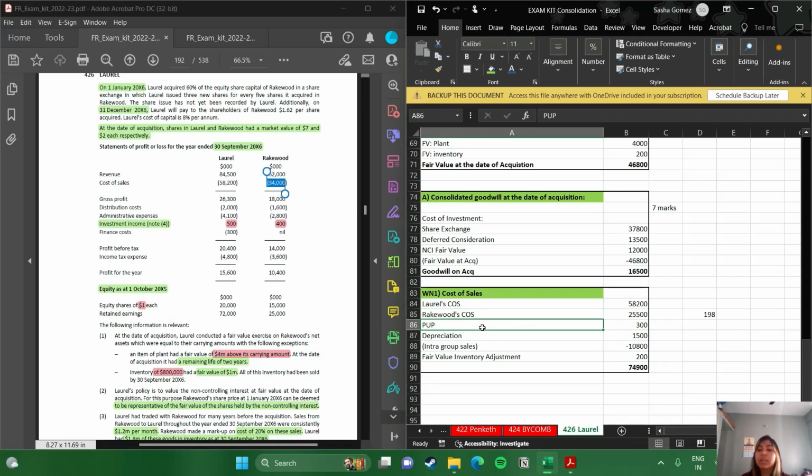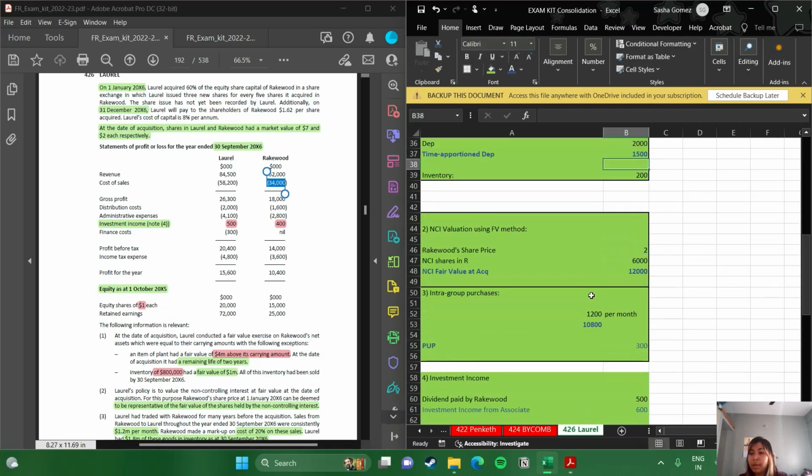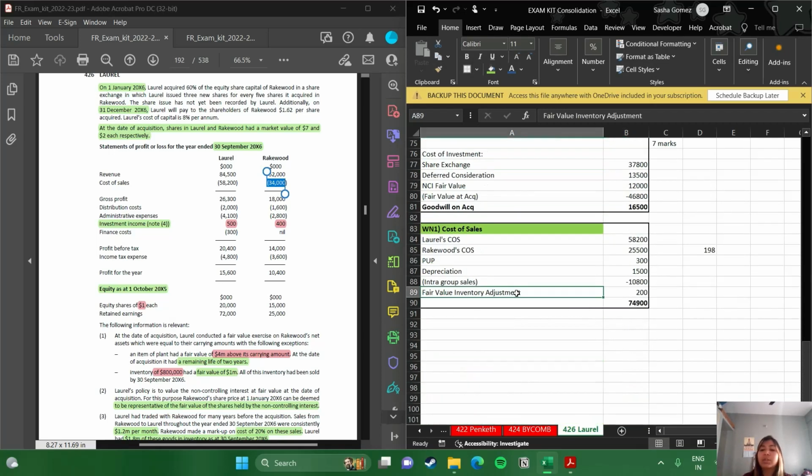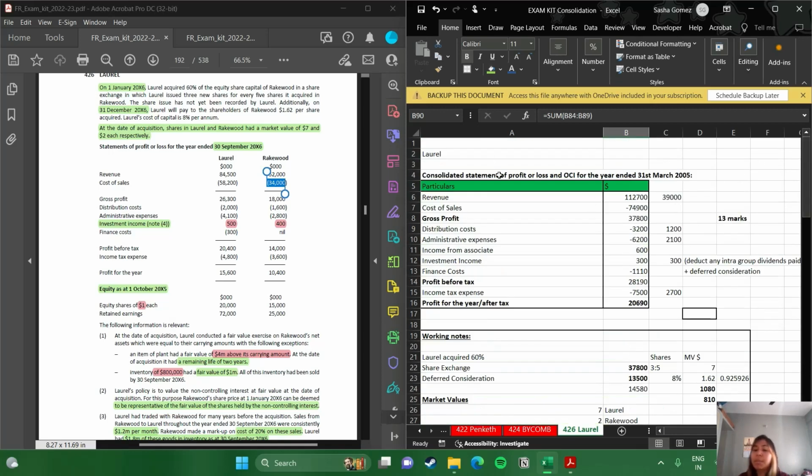Now we've already calculated our unrealized profit, our depreciation, intra-group sales, and our fair value adjustment for inventory. So you plug in all those amounts. Your unrealized profit, depreciation, remember it should be time apportioned. This amount is already time apportioned from the working itself, which is 9 divided by 12. And then your fair value inventory adjustment, 200. The sum of all of this is your cost of sales.